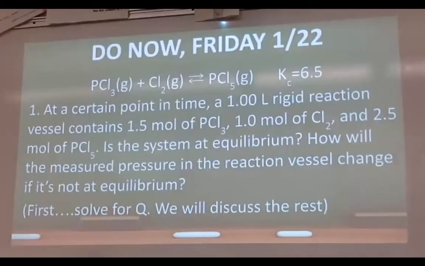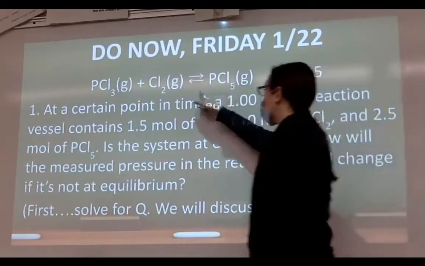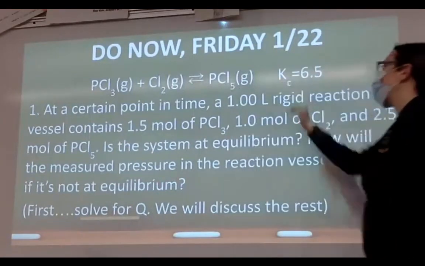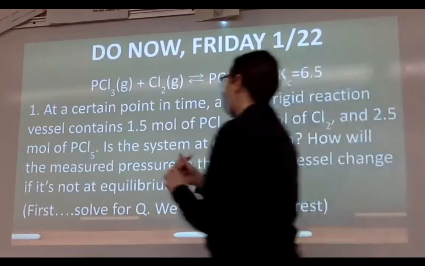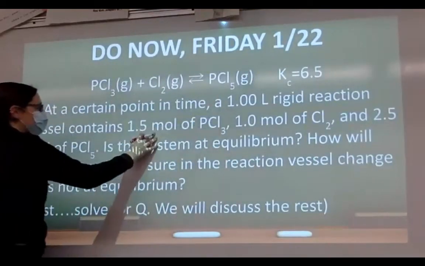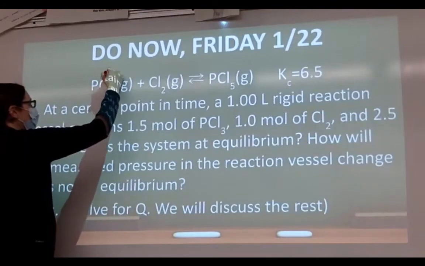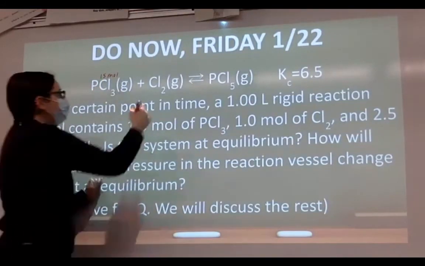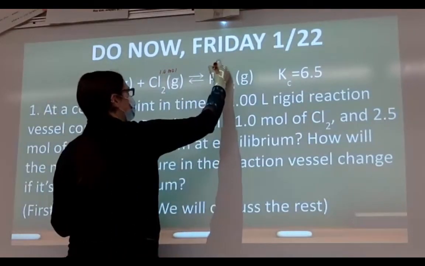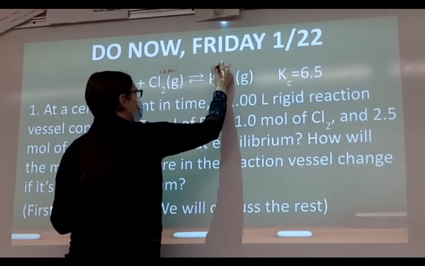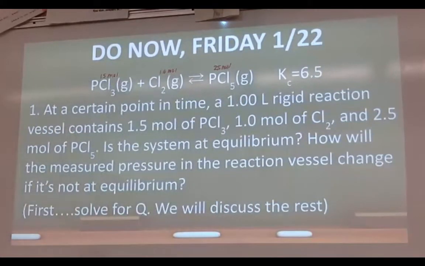For the do now, there's actually just one question. We have this equilibrium reaction, and we have a Kc value. It says at a certain point in time, a 1 liter rigid reaction vessel contains 1.5 moles of PCl3. So I'm going to label everything: 1.5 moles of PCl3, 1 mole of Cl2, and 2.5 moles of PCl5.